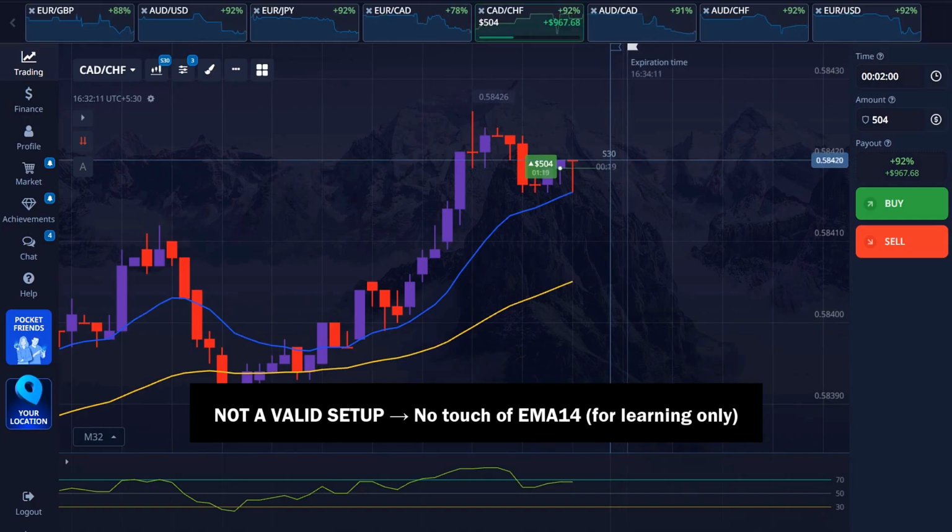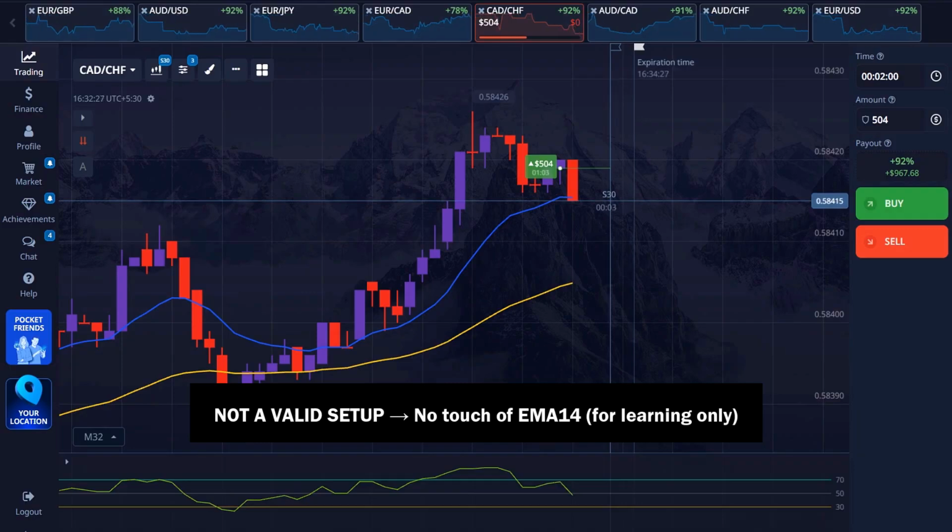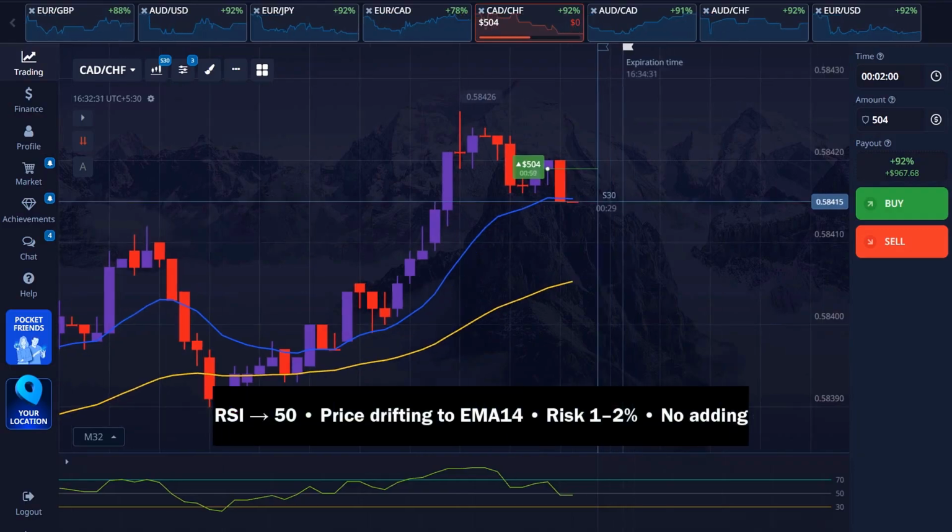RSI, above 50, but already cooling from a peak. That's a warning sign. This is for education. Sometimes you'll feel tempted to jump in without the pullback. Let's see what happens. As the trade runs, the weakness shows up.